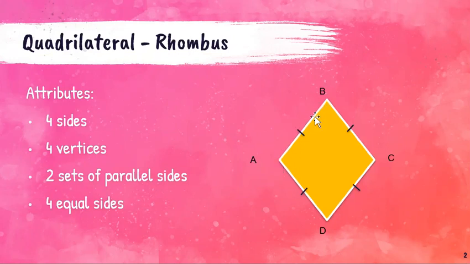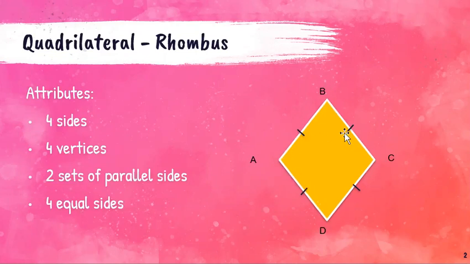So line AB is parallel to line DC. That would be one set. And line AD is parallel to line BC. That would be another set. So two sets of parallel sides. And the different thing about a rhombus, different from what we talked about with other shapes, is that it has four equal sides. All of our sides are equal length.